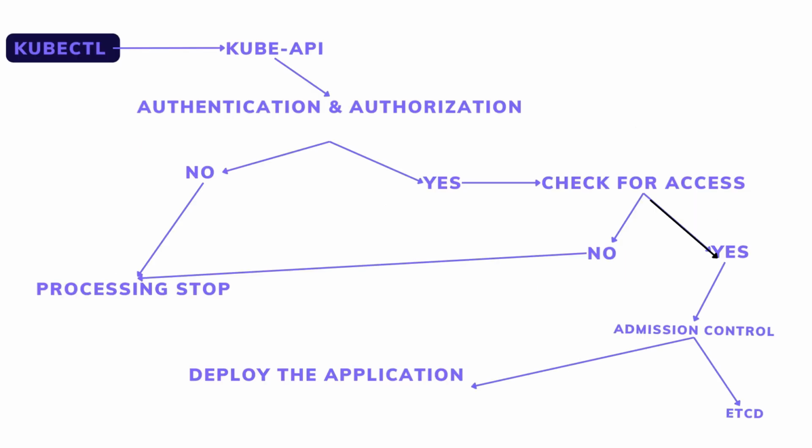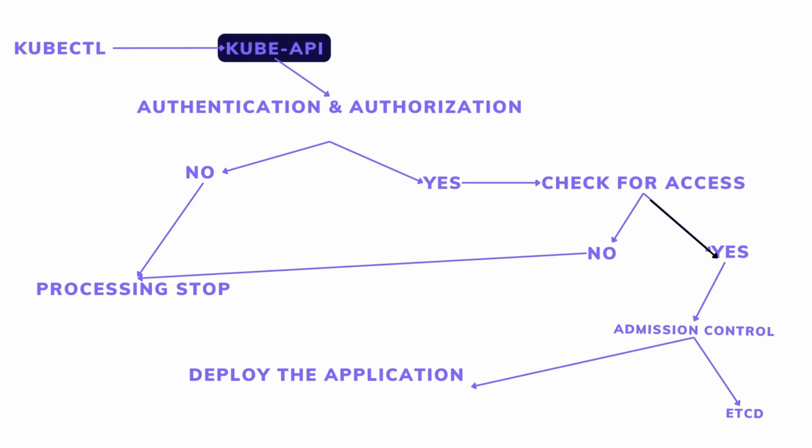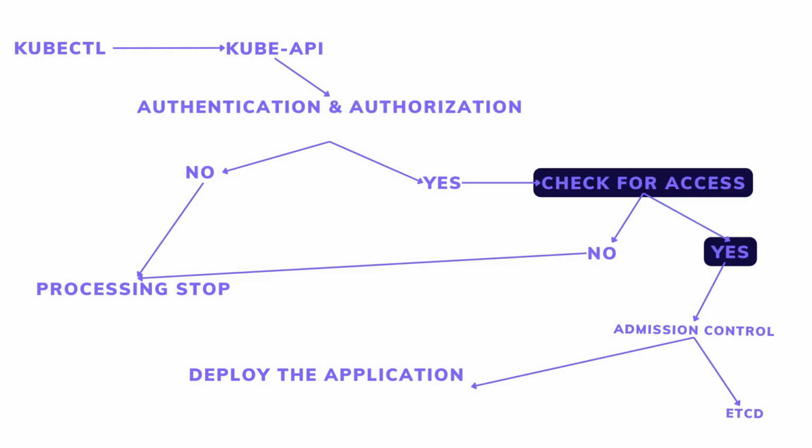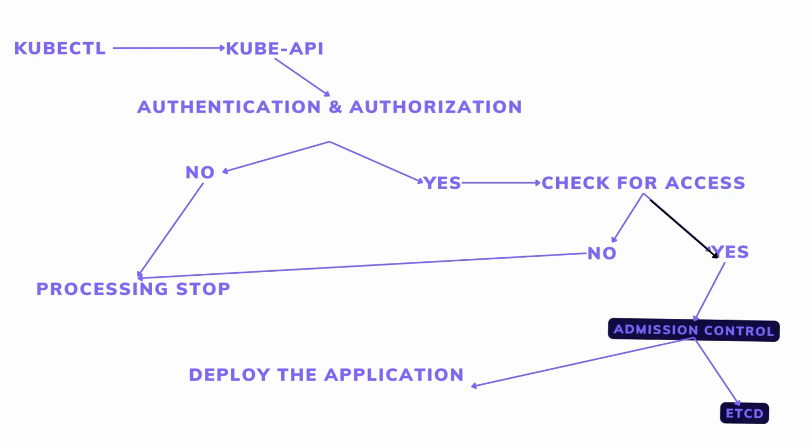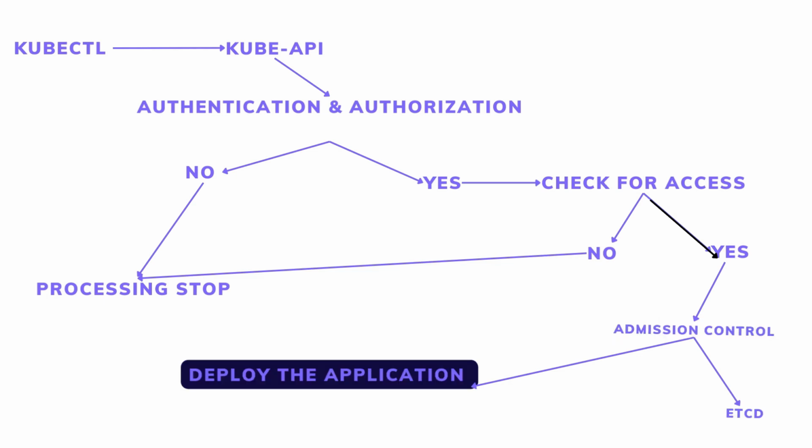Quick example, imagine you want to deploy a new application. You use kubectl to send a request to the Kube-API server to create a new deployment. The Kube-API server first authenticates your request, checks the permission, validates the request, applies any admission control policies there, and stores the new deployment in the etcd. After that, it communicates with other components to start running the application on the worker node.